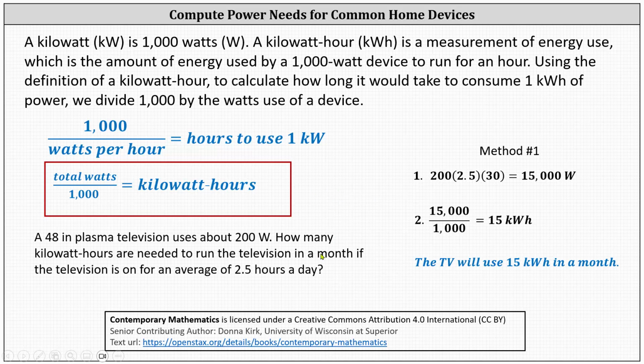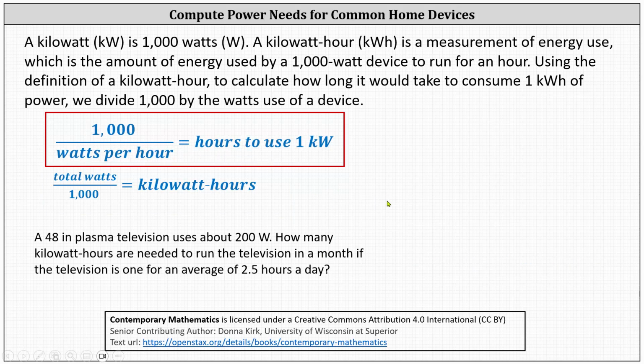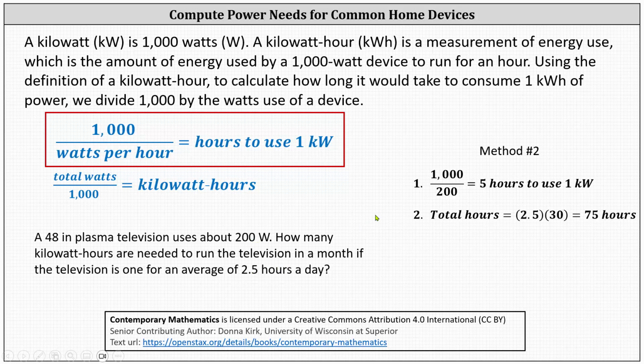And now let's solve this problem again using the first formula. Focusing on the first formula, because the television uses 200 watts per hour, we can determine the hours to use 1 kilowatt by taking 1,000 and dividing by 200, which gives us 5 hours to use 1 kilowatt. For step 2, we now determine how many hours a television is on in a month, which is 2.5 times 30 hours, or 75 hours. So if it takes 5 hours to use 1 kilowatt, and the television is on for 75 hours, to determine the number of kilowatt hours, we divide 75 by 5, which of course also gives us 15 kilowatt hours.